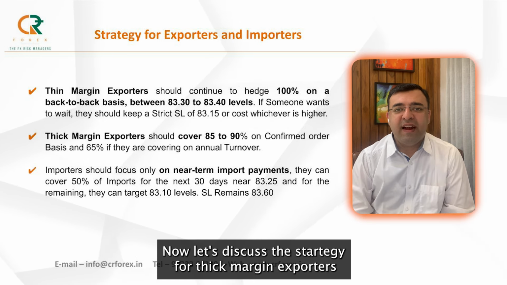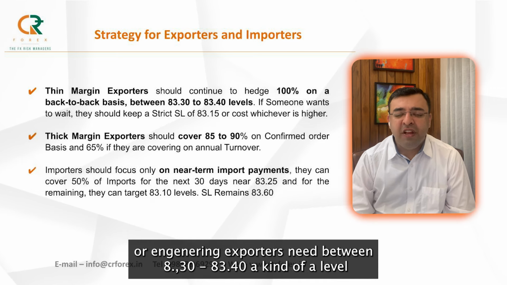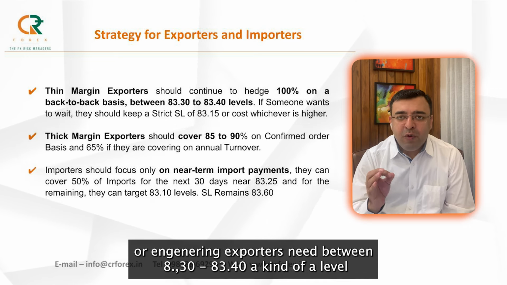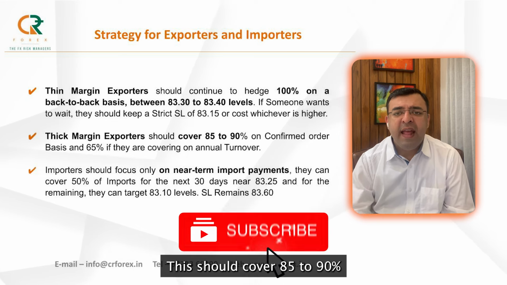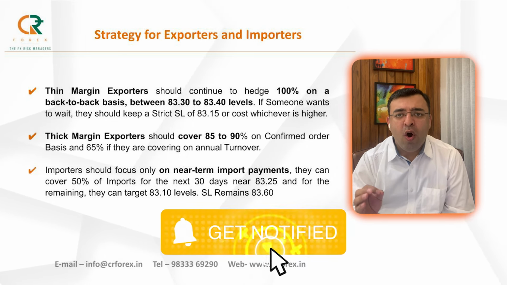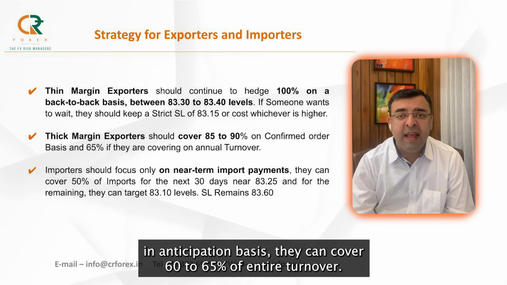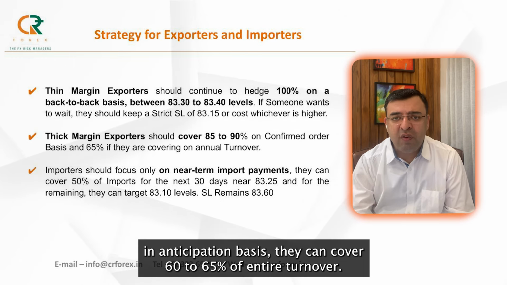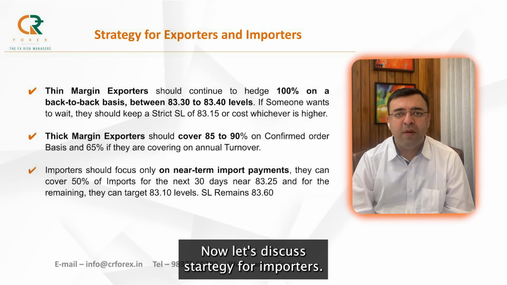Now let us discuss strategy for thick margin exporters like textile exporter or engineering exporters. Between 83.30 to 83.50 kind of a level, they should cover 85 to 90% of the confirm order. If someone is hedging on an anticipation basis, they can cover 60 to 65% of entire turnover.